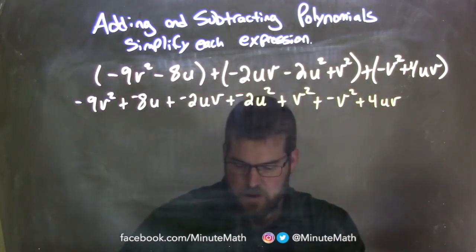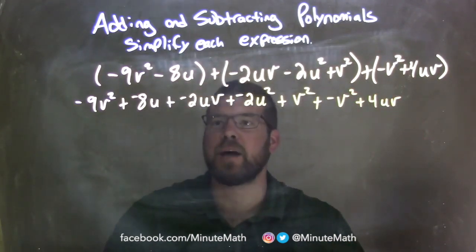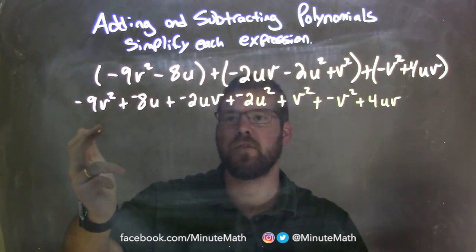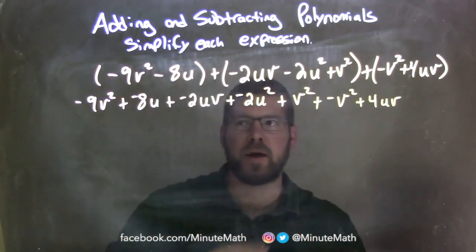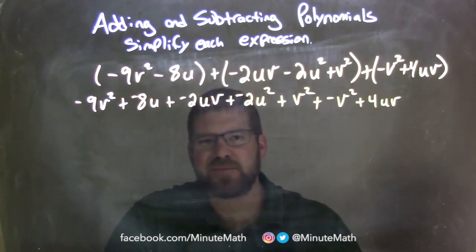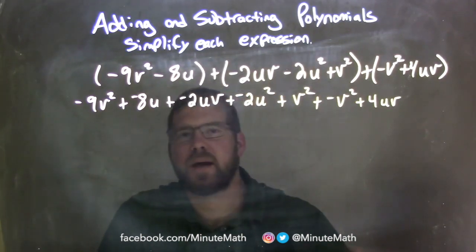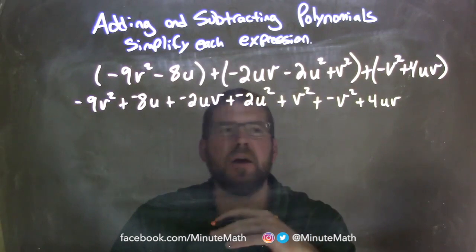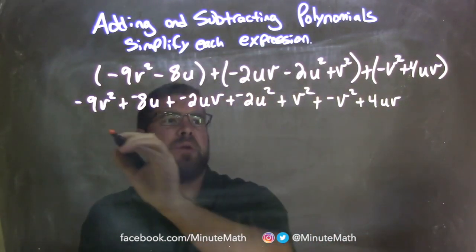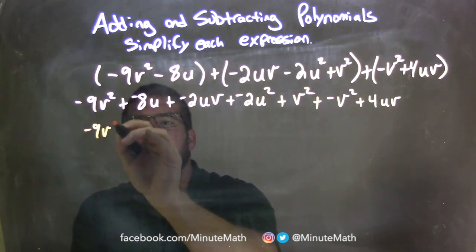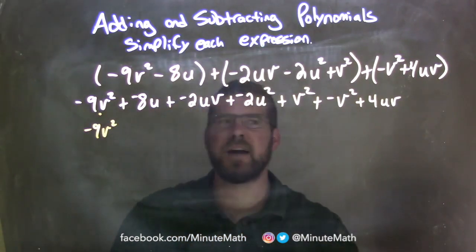Okay? So what I'm going to do here is I'm going to have all my v squareds first, then my uv's, then my u squareds, then my u's. Okay? So you're still going to put your like terms together in the highest degree first, but then sometimes you put other things in between. It really doesn't matter fully, but let's just do that and have my v squareds first. So I have a negative 9v squared using the commutative property. Put a dot to show that I brought it down.